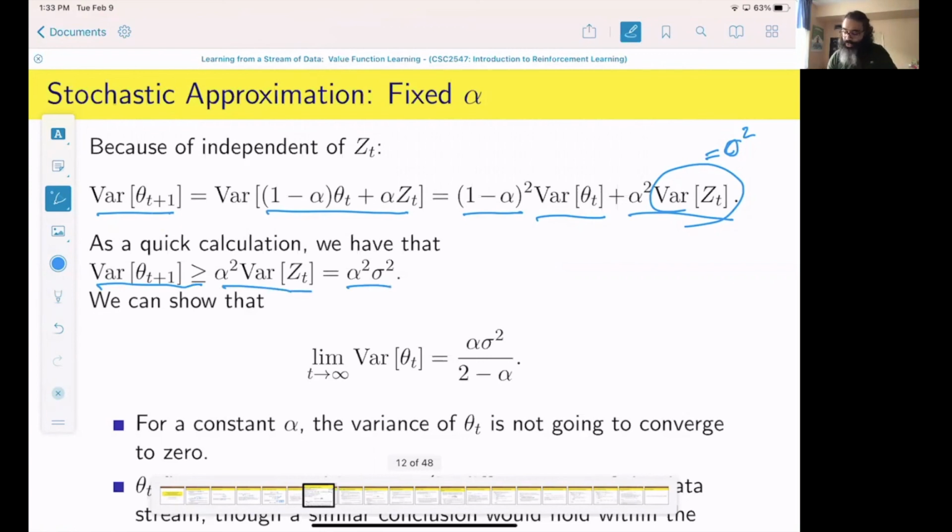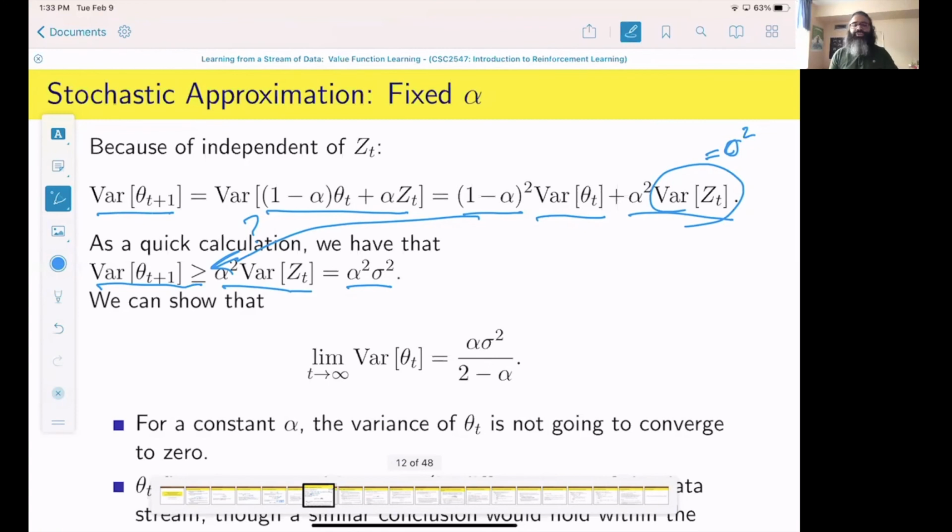And why did we do that? How did we get from there to here? It's simple, but it's because that one is a non-negative term. Variance is always non-negative, so we have that property.